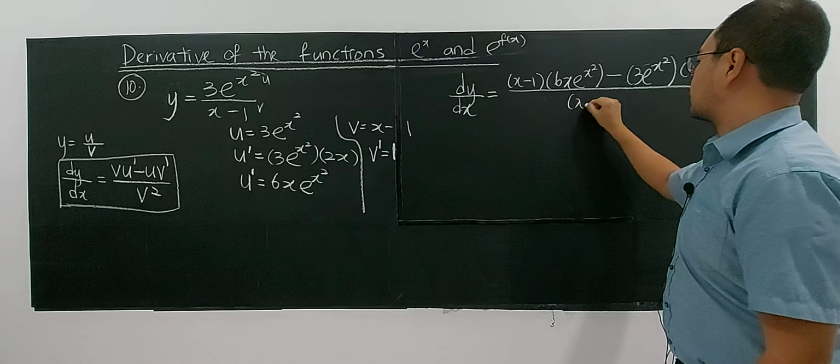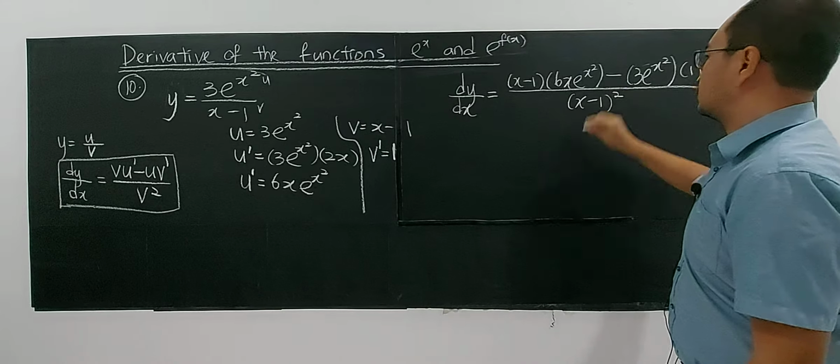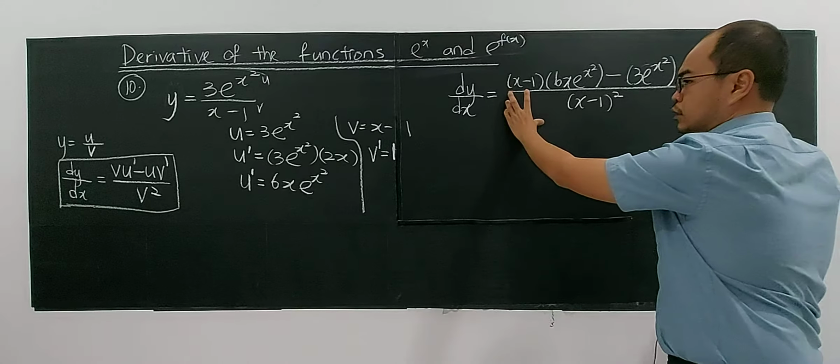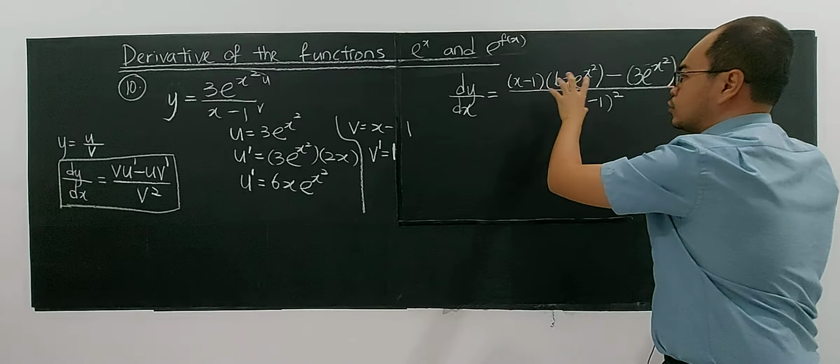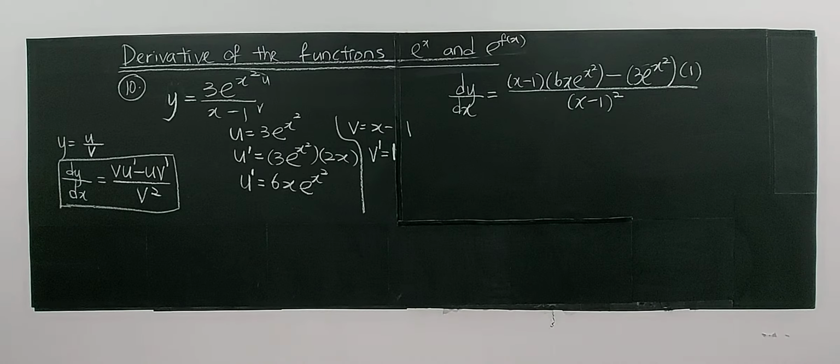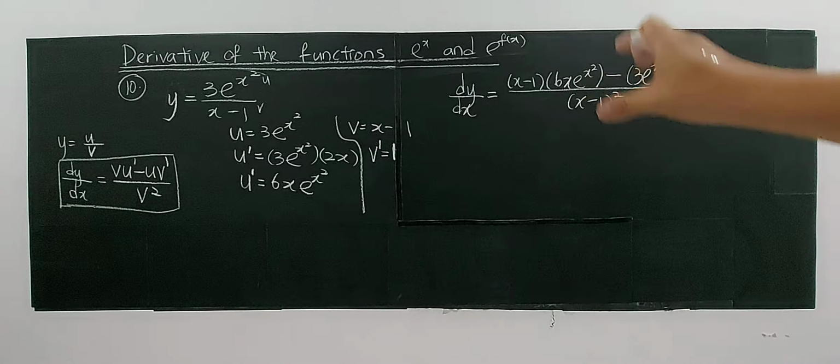So it's (x minus 1) to the power of 2. This is very important here. First, you must know how to apply the quotient rule, right? After you apply the quotient rule, only then do you think about the algebra. So how to solve this?